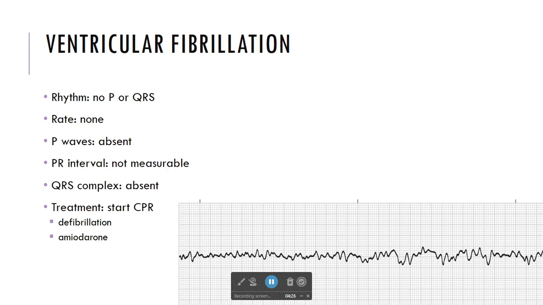VFib. VFib means my ventricles are quivering. There is no cardiac output. Your patient is dead in VFib, so your patient's not going to be talking to you. There's no P's, there's no QRSs, there's not a rate, you don't have a pulse, and we treat it. We start CPR, we'll defibrillate, we'll give amiodarone as our antidysrhythmic.